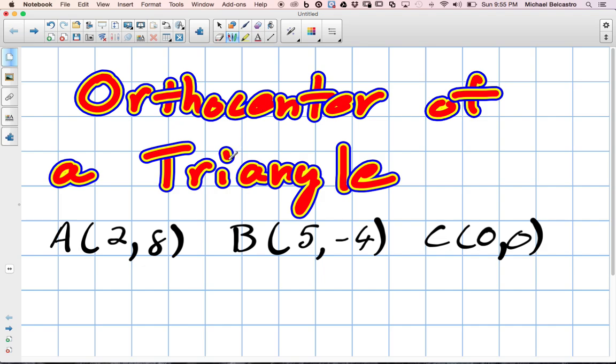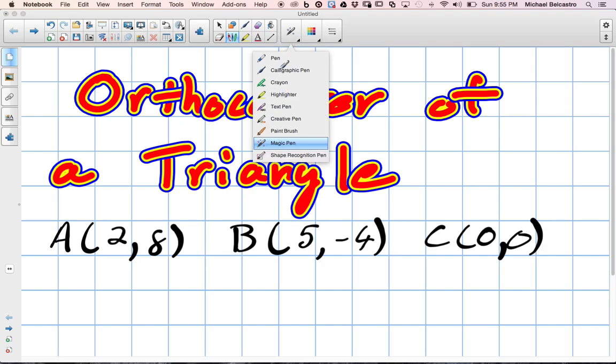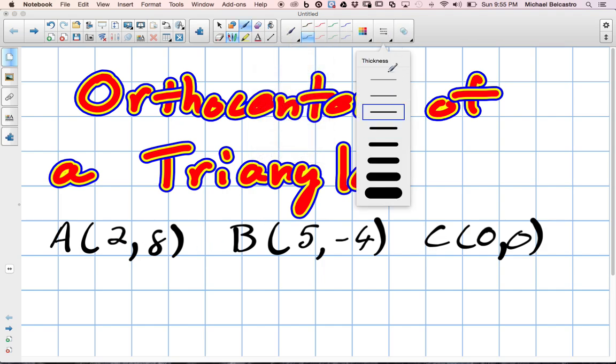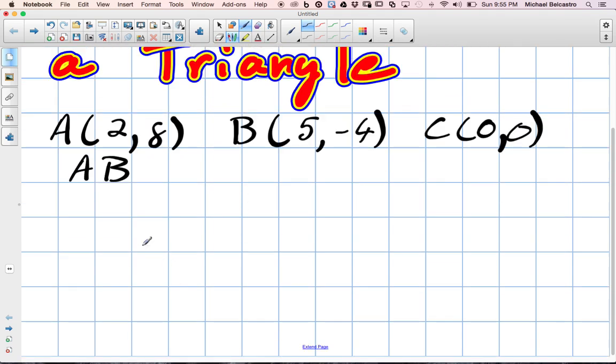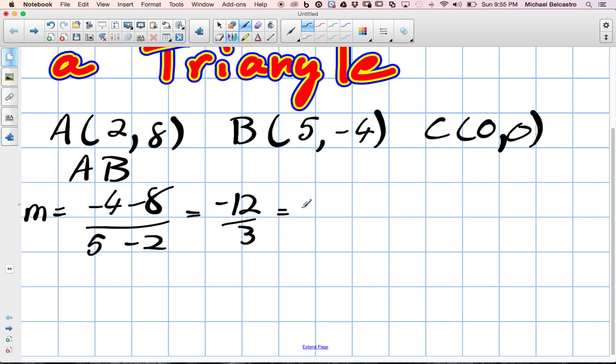The first thing we need to do is figure out perpendicular sides to these triangles. So we're going to have to find the slopes. So let's get our pen out ready here. We're going to find our slopes. So when we find the slope, we'll start with AB. Okay, and to find slopes, slopes usually denoted as M. We're going to take our y1, subtract our y2, so that's going to be negative 4 minus 8 divided by 5, subtract 2. That'll give us negative 12 over 3, which is the value of negative 4.